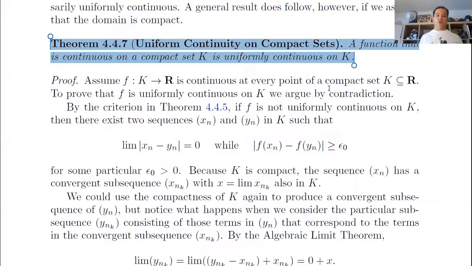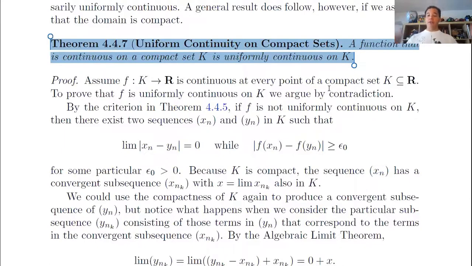It says a function that is continuous on a compact set, then it's uniformly continuous. Fantastic, right? So if your domain is a compact set, continuity and uniform continuity are the same thing, right? Remember, we already said before that if something is continuous, it does not imply uniformly continuous. The example we just saw, x squared.